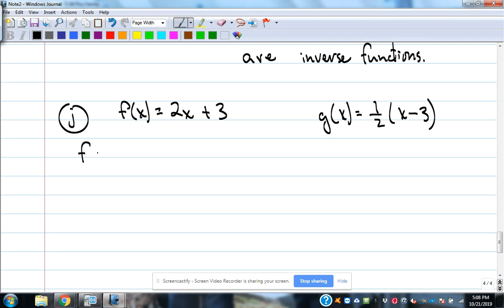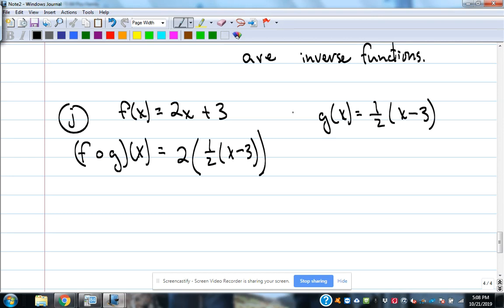So we're going to do f composed with g of x. We're not worried about the domain of these. We're just trying to algebraically prove or disprove that they're inverses of one another. So, function composition, the tie together between section 1 and section 2: I'm going to take the g of x function and replace x in the f of x function. So I'm taking 2 parentheses 1/2 parentheses x minus 3, close those parentheses up, plus 3. And I'm going to simplify it and see if I get x.